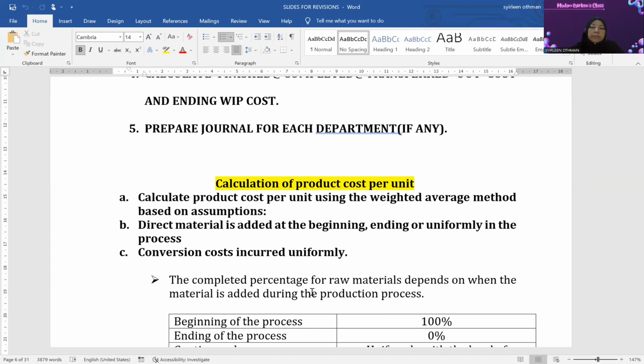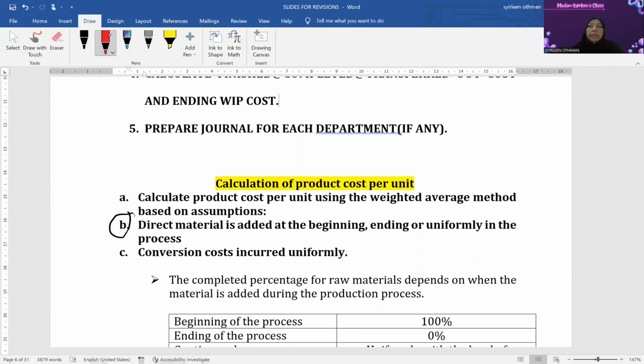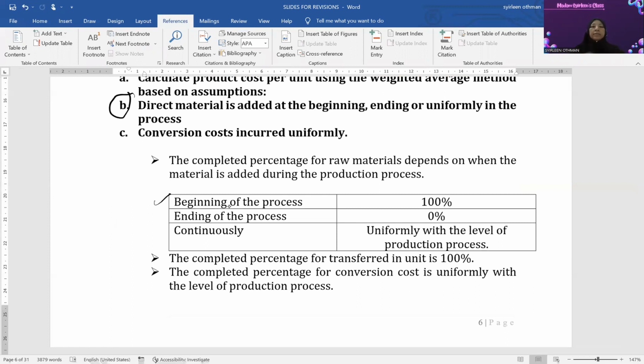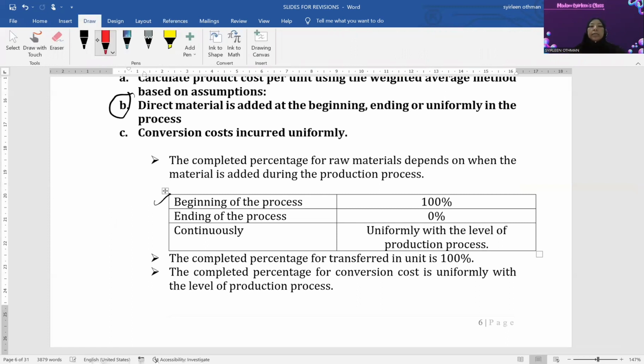For direct materials, okay, the way to determine the percentage of completion is slightly different from the conversion cost. Okay, so we need to know when the direct material is added during the production. Okay, so there are 3 stages where direct materials are added during the production. Okay, if the direct material is added during the beginning of the process, so that means the percentage of completion, okay, that will be used to calculate the ending work in process unit is 100%.